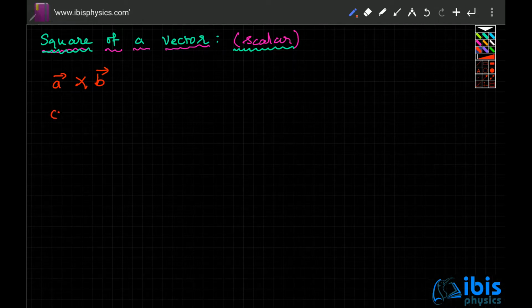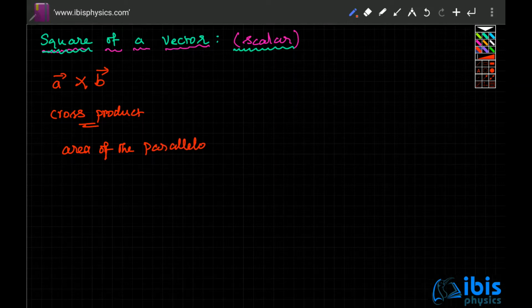The cross product will give you the area of the parallelogram formed by the arms of the vector. How is that? Suppose A is this vector and B is this vector. Then the cross product A cross B will give you the area of the parallelogram bound by these.